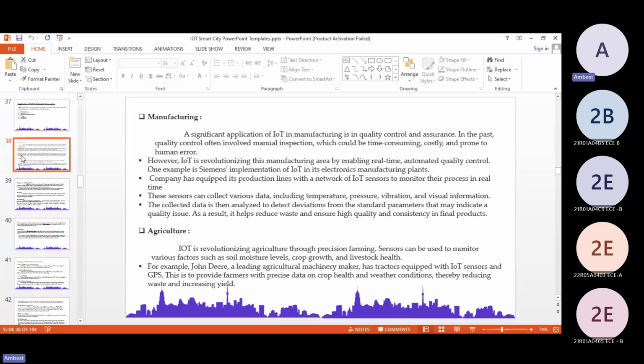This company has equipped its production lines with a network of IoT sensors to monitor the process in real time. IoT is meant to be a network, and these sensors on the production lines' network monitor the process in real time.